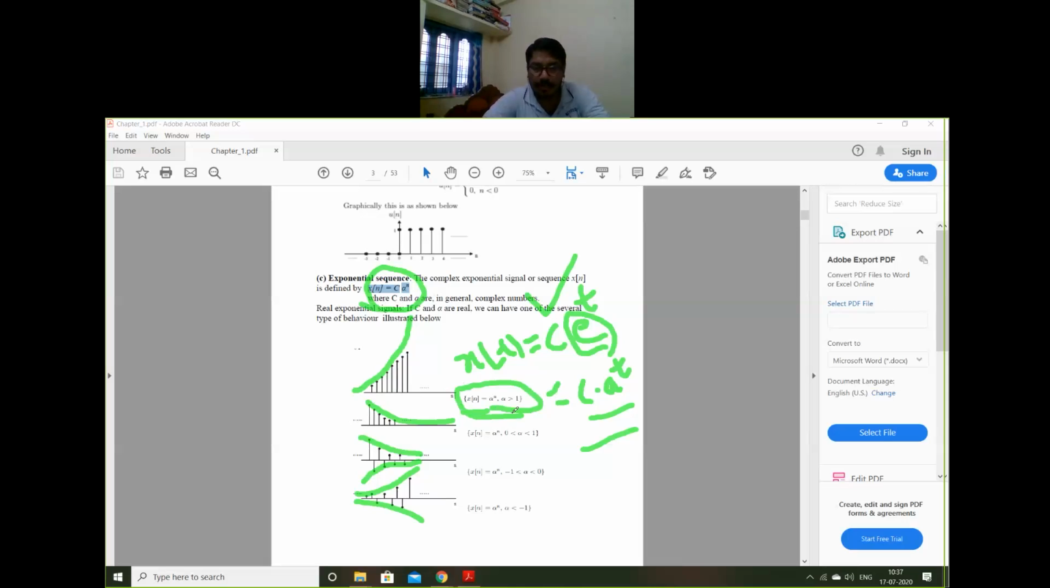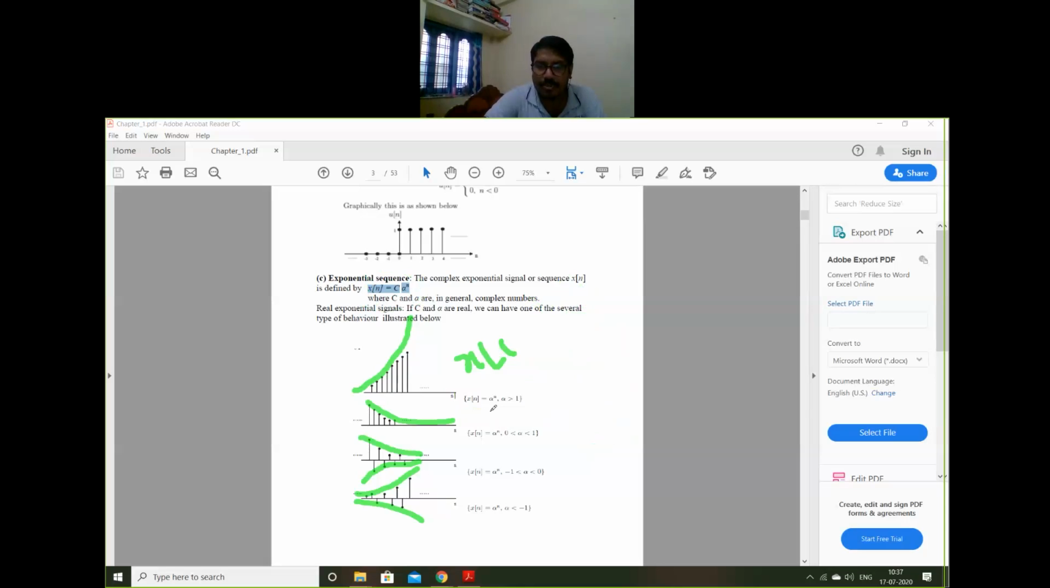Look at this one. X of n equals alpha power n, alpha greater than 1. So put alpha equal to 2, 3, anything greater than 1. So take 2. If I take 2 power n, put n equal to 0, 1, 2, 3, 4, 5, 6, 7, etc. If I put 0, it is 1. If I put 2, it is 4.